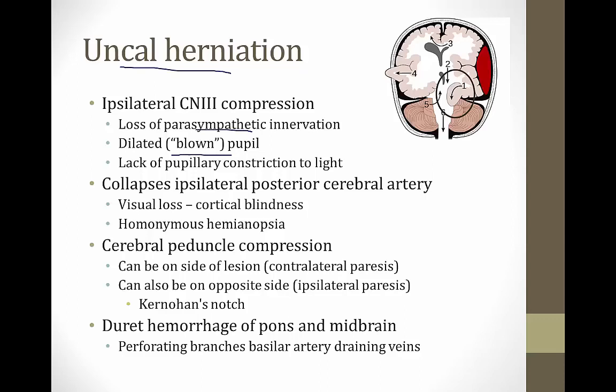So remember, a herniation syndrome is going to usually occur in an unconscious patient, so you're not going to be able to test eye movement and all those things. But if you open their eyelids and you see that the pupil is blown and doesn't react to light, that's a very ominous sign that suggests an uncal herniation. You'll also get collapse of the ipsilateral posterior cerebral artery. So this is the artery that supplies the occipital lobe and supplies your vision. So these patients have cortical blindness. If you're able to test their visual fields, which you often aren't because they're unconscious, you would detect homonymous hemianopsia.